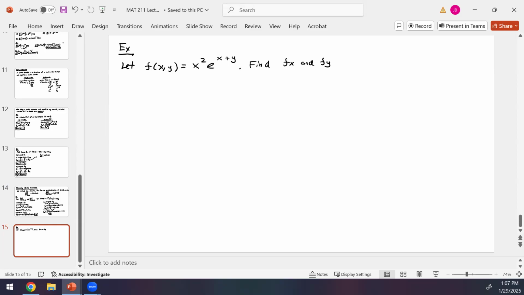Over time and experience, you'll see which one is the nicer one versus which one's the uglier one. But the general behavior most people have is to do x first. So that's going to be find fx, right? So we're going to find fx.